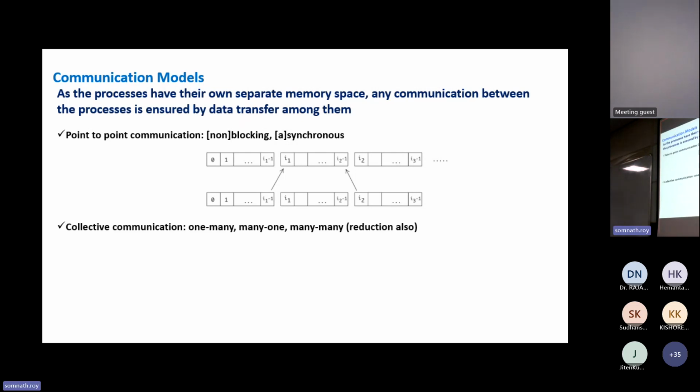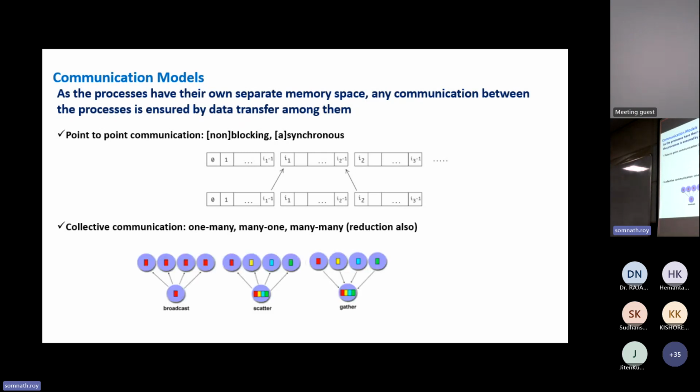The other module is collective communication, where one process can send data to multiple processes. Multiple processes can send data to one process. One to many, many to one. And each process can send data to all other processes. So one idea is broadcast, where one process has information and sends it to others. If one process has a vector, it sends different elements of the vector to different processes. It scatters the data.